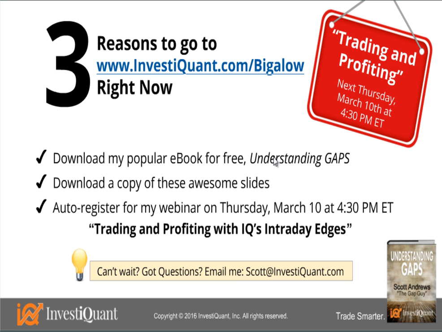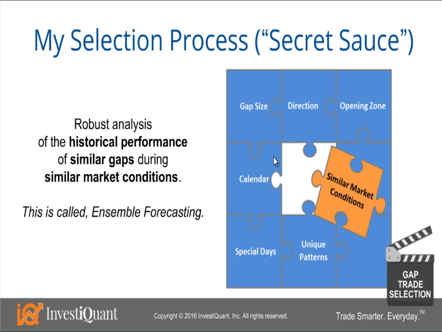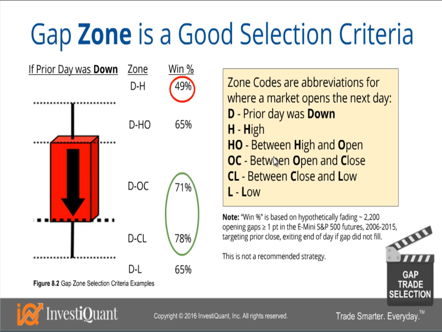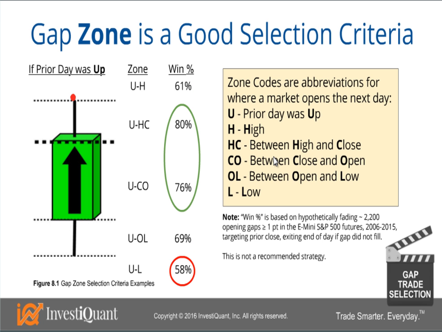Going back to the gap zones. There are 10 of them total. It's based on whether the prior day closed up, in this case like it shows here, or closed down. If the day closed up like it did today, these are the zones that are in play tomorrow. If we gap above and open above today's highs tomorrow morning, then it's going to be what I call a UH zone. It's only had a 60% winner.